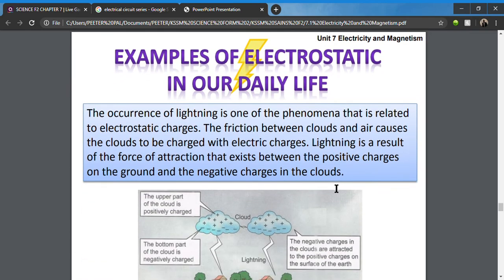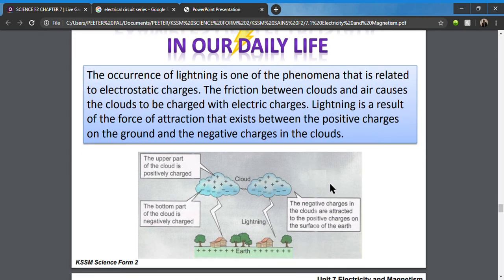And let's look at basic ideas of static charges in our daily lives. Very simple. Lightning is one of the ideas of static charges, where the clouds are highly negatively charged, the bottom part will be negatively charged, and during a collision they transfer all the electrons to Earth. The negative charges in the clouds are attracted to the positive charges on the surface of the Earth, so lightning occurs.